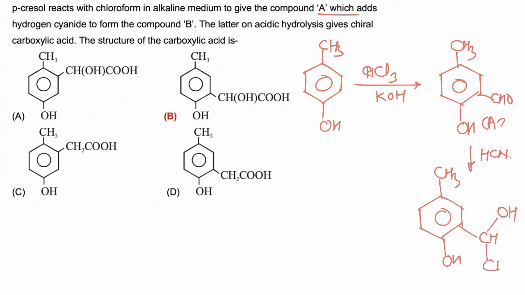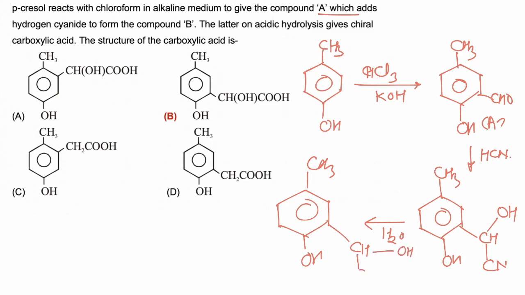So it will be converted to CH3, OH, CH(OH)CN. Now this molecule is a cyanohydrin, and in the cyanohydrin the cyanide group on hydrolysis is converted to acid. So after hydrolysis it will be converted to CH3, OH, CH(OH)COOH. Now this molecule has a chiral carbon, so the optically active carboxylic acid formed is this molecule, which is similar to the molecule given in option B, and hence the correct answer is B.